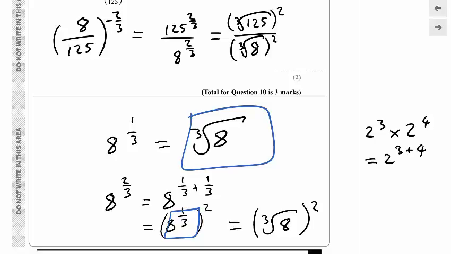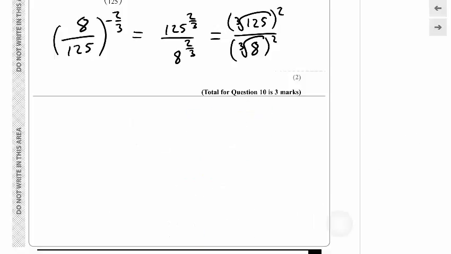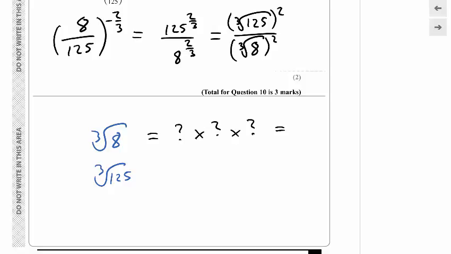Okay. Well, I suppose the next question is, what actually is the cube root of 8, and what actually is the cube root of 125? Well, for the cube root of 8, basically what I'm looking for is a number times itself 3 times that should equal 8. In other words, that number cubed should equal 8. Well, what is that number?